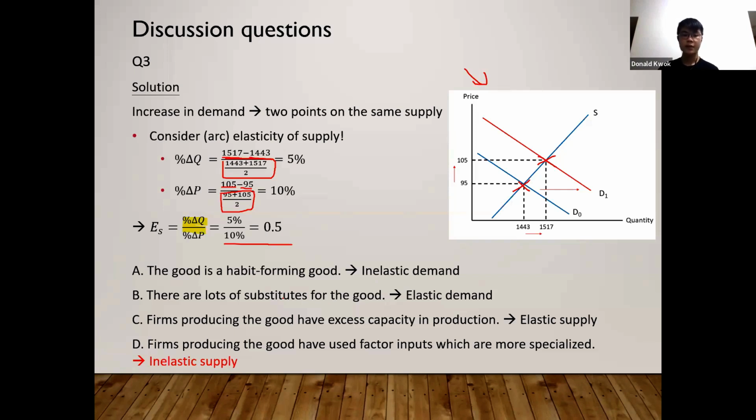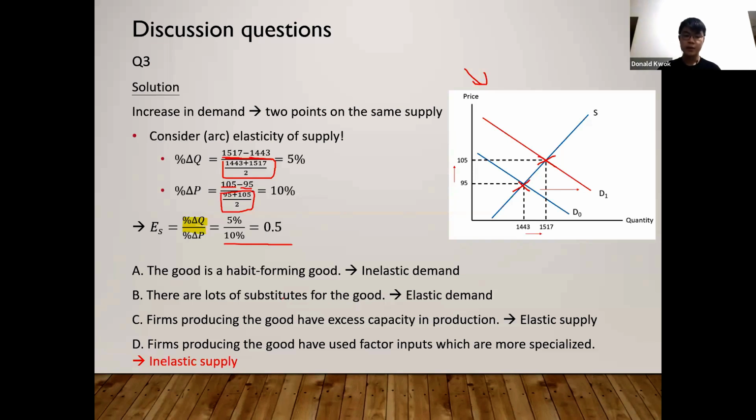And for C, firms producing the good have excess capacity in production. So imagine this excess capacity is storage, right? If there's a slight decrease in price, then you as a producer may say, oh, then I'll just hold the product and not sell it at the moment. Then I just store the goods in the storage. Then it will be easier for you to adjust your output as a result of a change in price. So more elastic supply, right? The elastic supply for C.